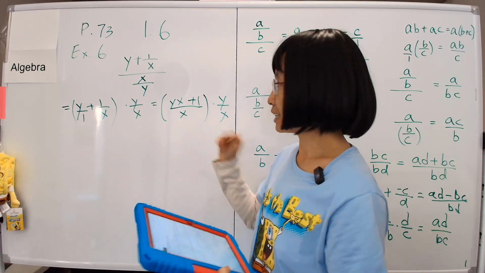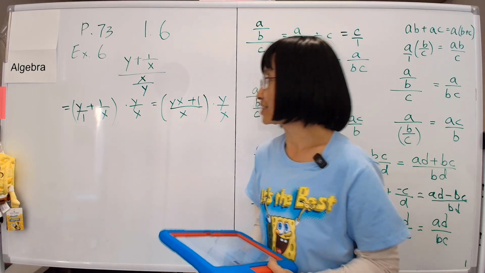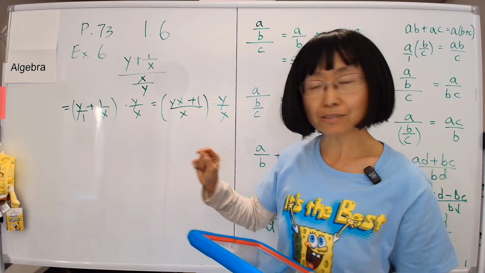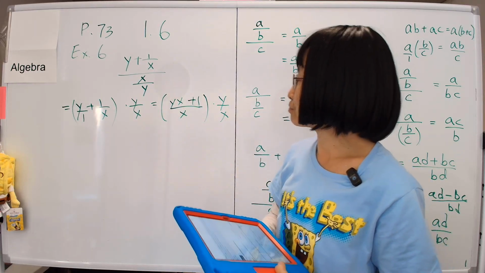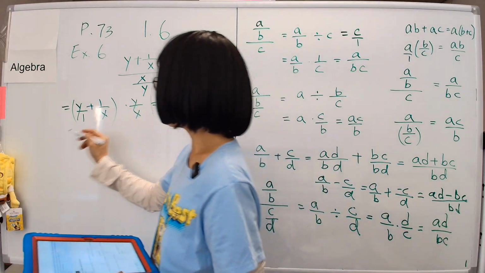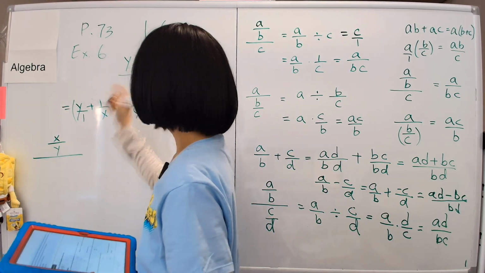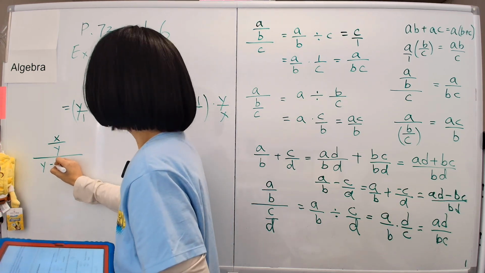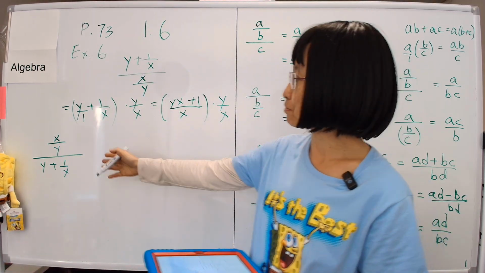So that's the answer to our problem. Now let's do something else. Please do this as part of your homework and what I'm about to do next. Let's make up a different problem. Let's say our problem now is x over y divided by y plus 1 over x. That's our problem. I just made up a new problem.